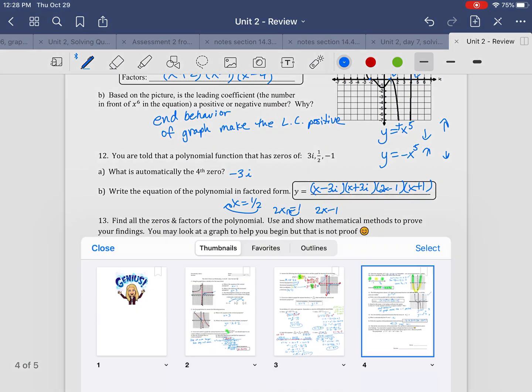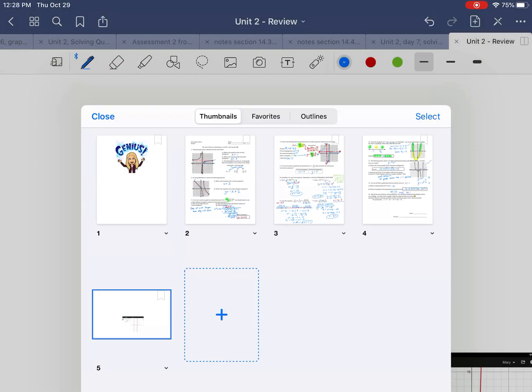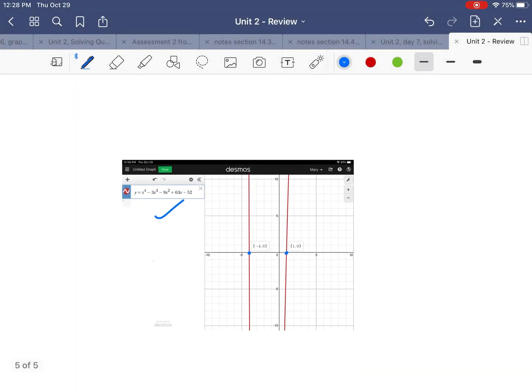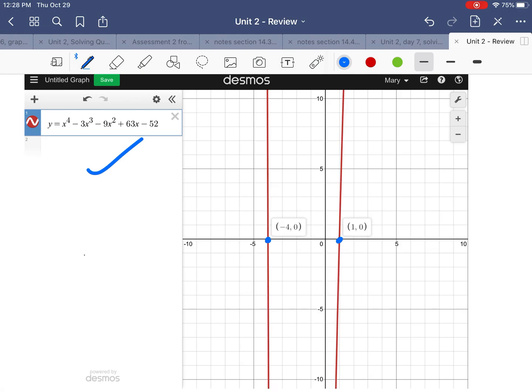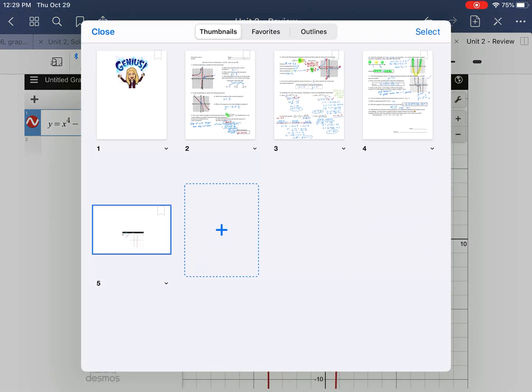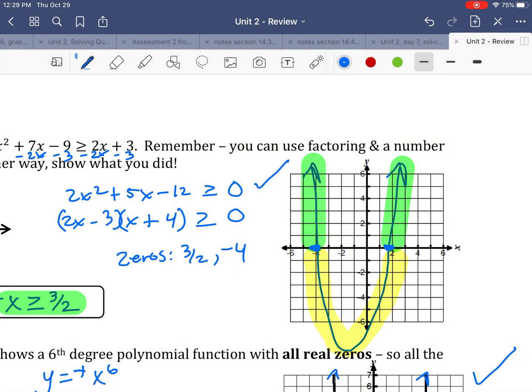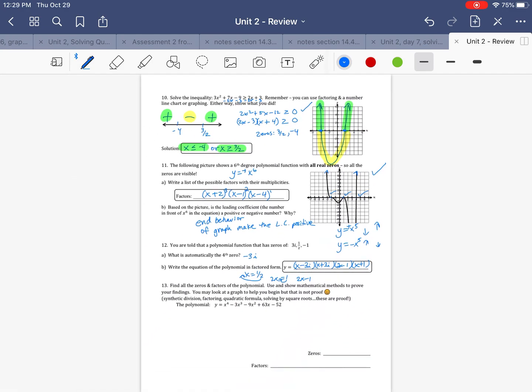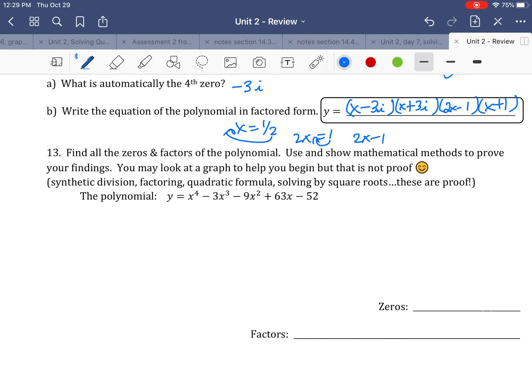It was -4 and 1. All right, so that's what I'm going to do with my synthetic division, -4 and 1. It doesn't matter which one I do first. Let's do -4, and then I will do 1 after that. So I have 1, -3, -9, 63, and -52. All right, bring my 1 down. 1 times -4 is -4, adds up to -7, multiplies to 28.